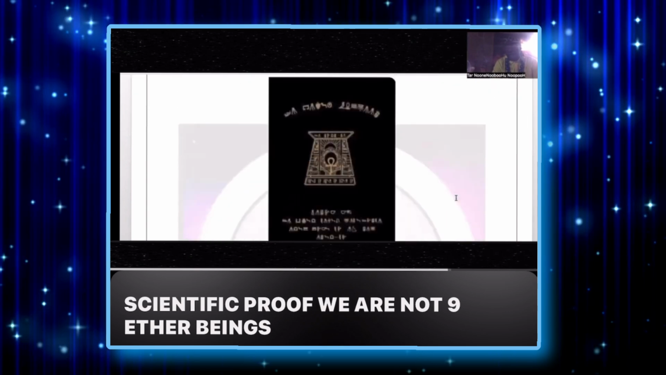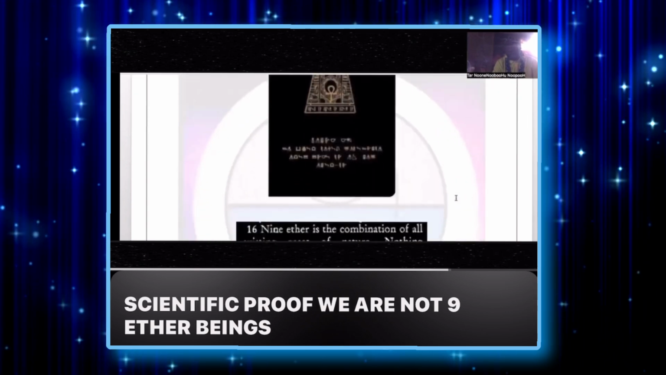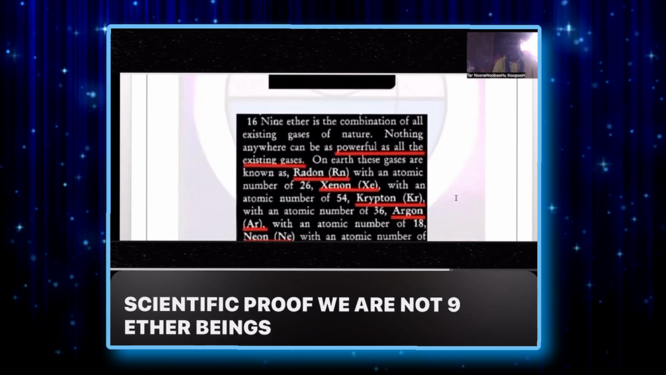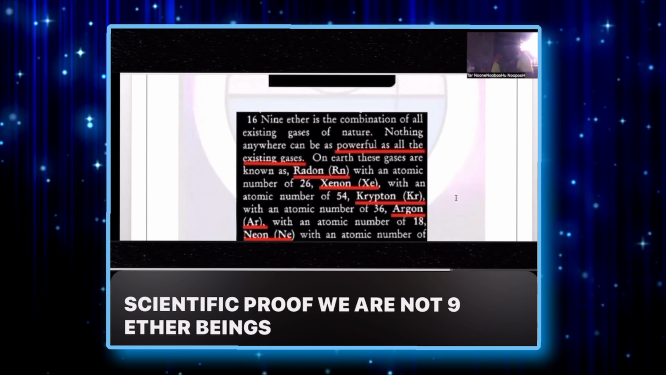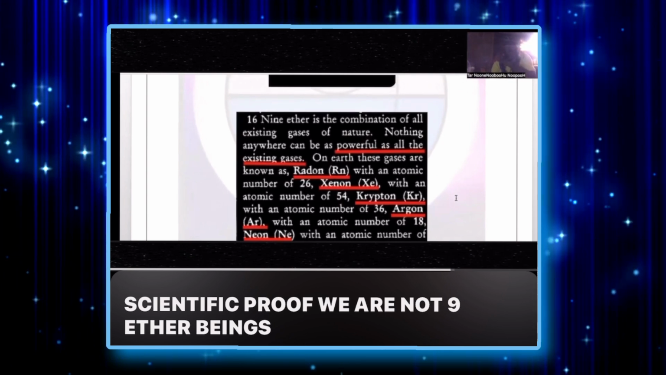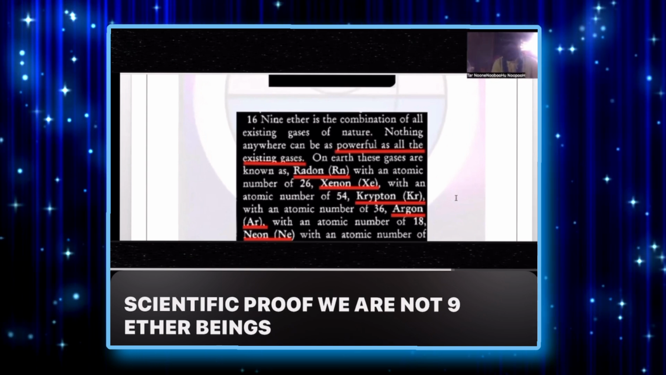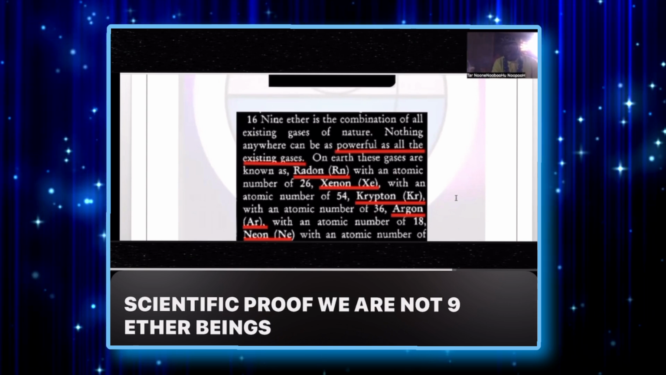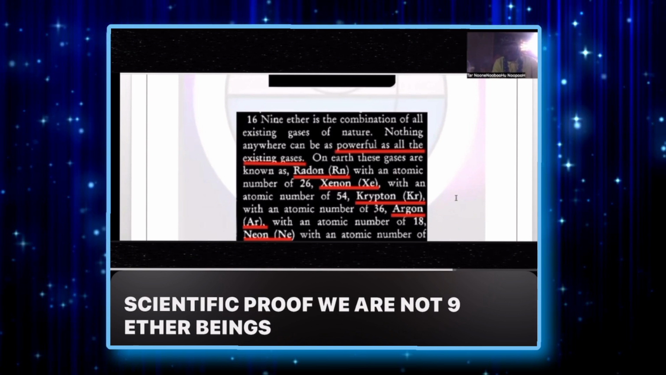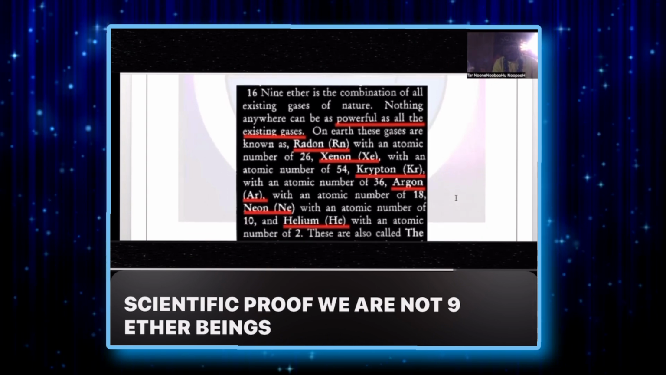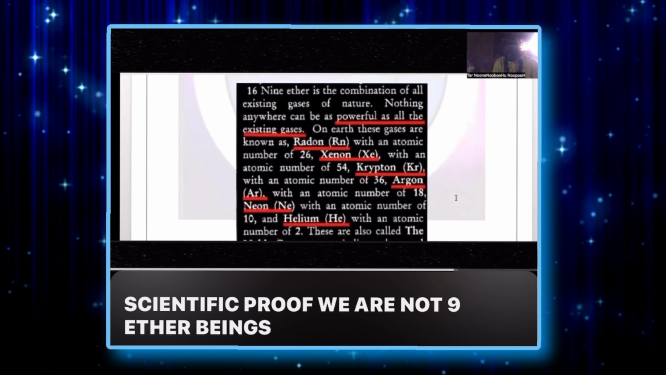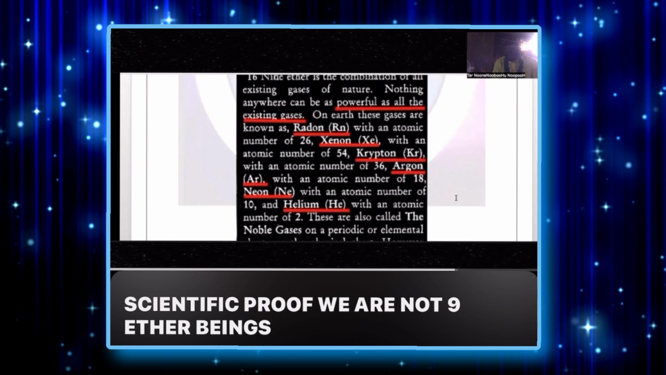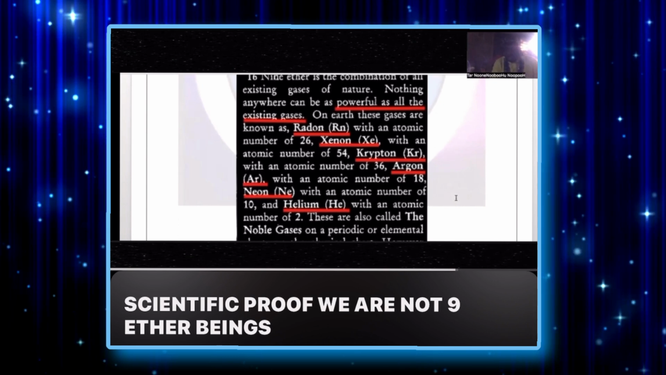All right. This is the Holy Tablets, 1997 version. Excuse me. This is coming out of the Creation Tablet 1. Verse 16, 9 ether is the combination of all existing gases of nature. Nothing anywhere can be as powerful as all the existing gases on Earth. These gases are known as radon with an atomic number of 26, xenon with an atomic number of 54, krypton with an atomic number of 36, argon with an atomic number of 18, neon with an atomic number of 10, and helium with an atomic number of 2. These are also called the noble gas on the periodic or elemental chart or on the physical chart.